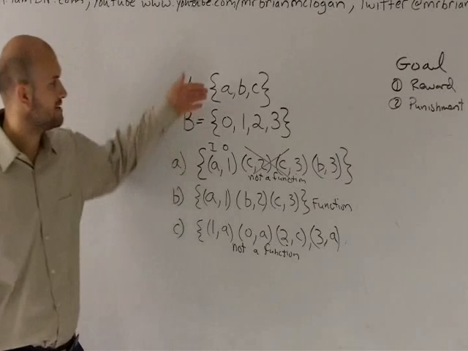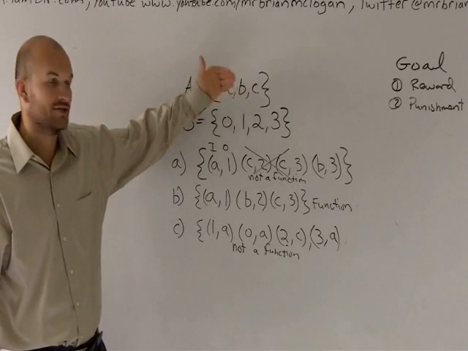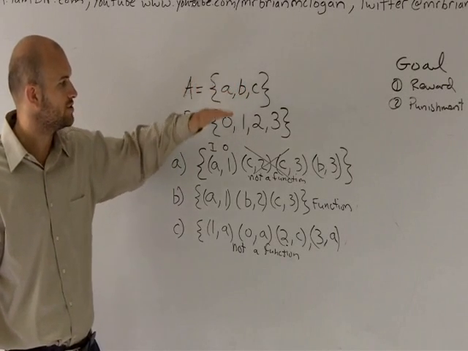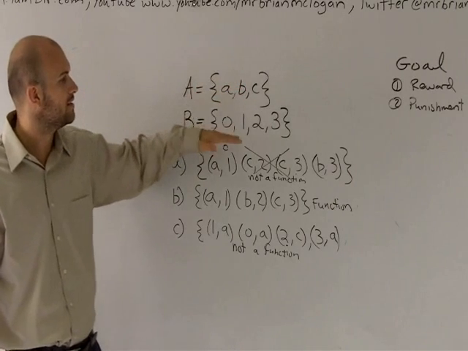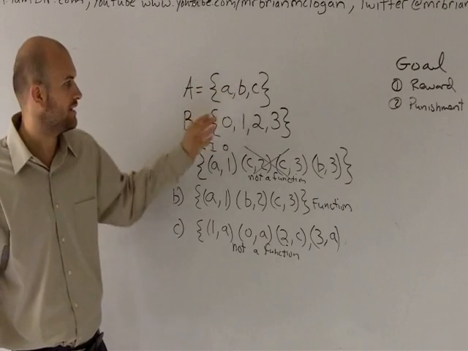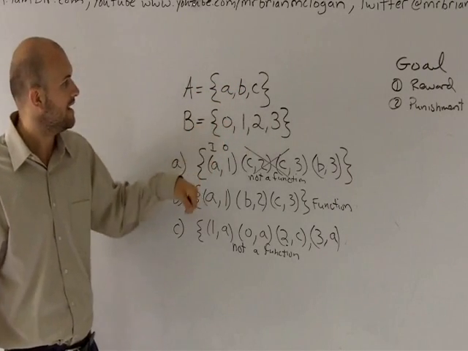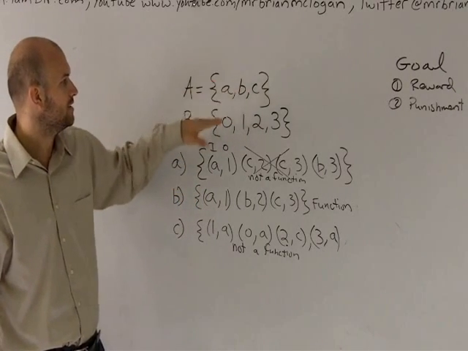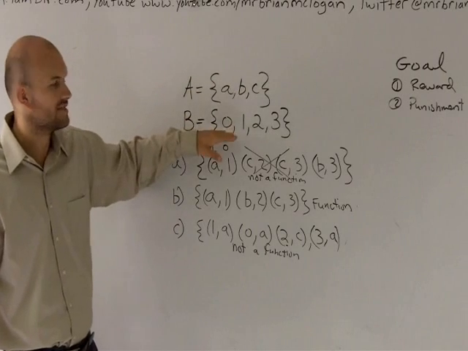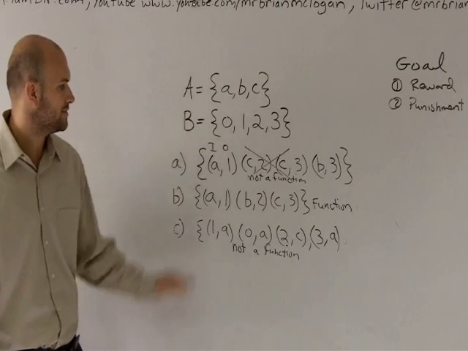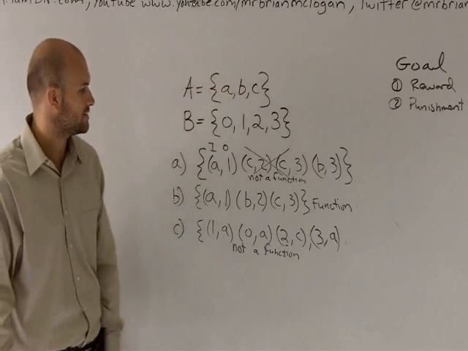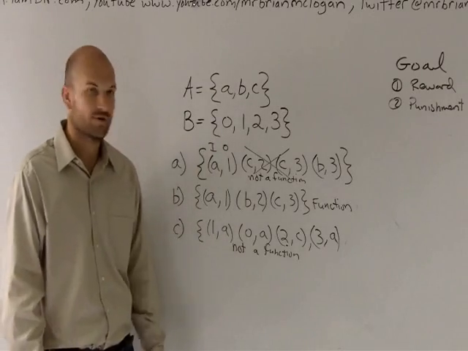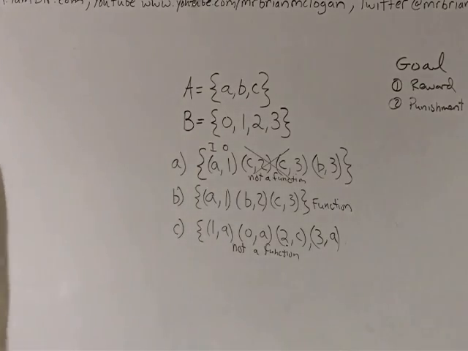Just a quick reminder: you always have to have everything in set A as your input values, and all of them go to a unique value in your output values. You can have extra in the output values, and different input values can go to the same output value, but they all have to be a unique relationship. So that is how you determine if it's a function relationship.